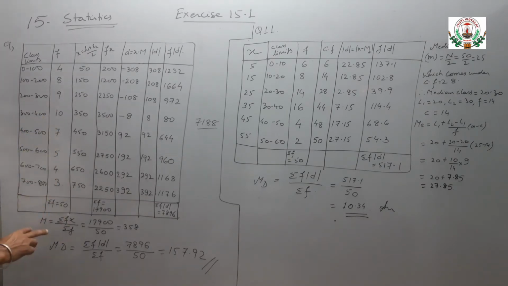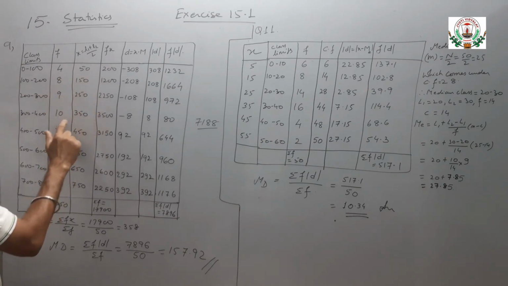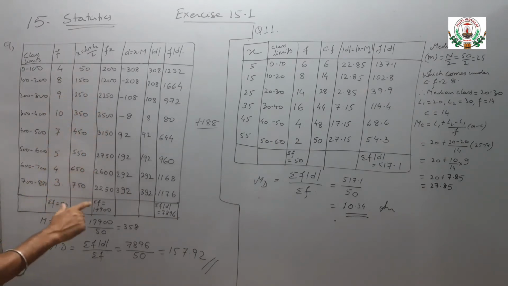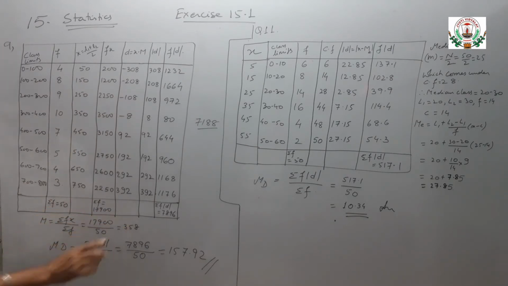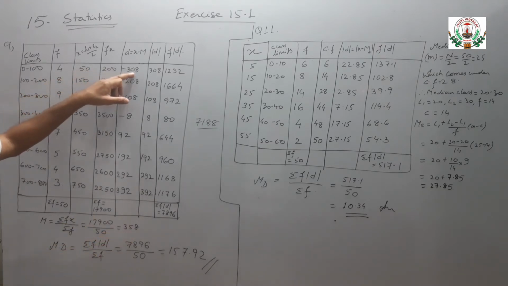Now the formula for mean is summation of fx upon summation of f. Multiplying each corresponding value of x and f and adding the values of fx, 17900 divided by summation f, 50, that is 358. A very high value is coming. So a lot of calculations will be there, so we concentrate on it while calculating. Now 50 minus 358 is minus 308.